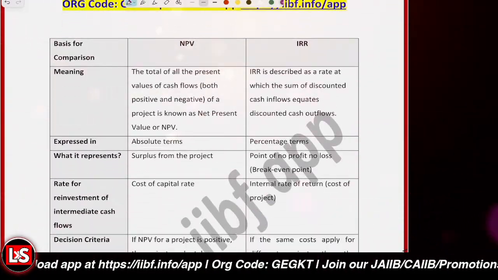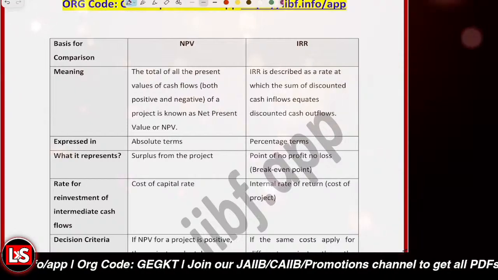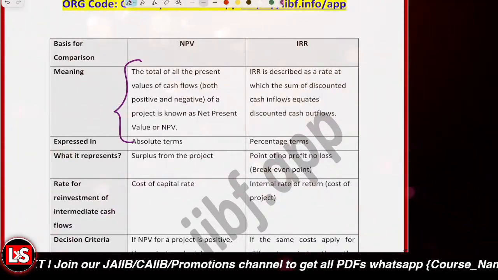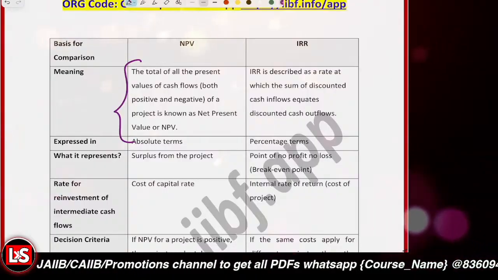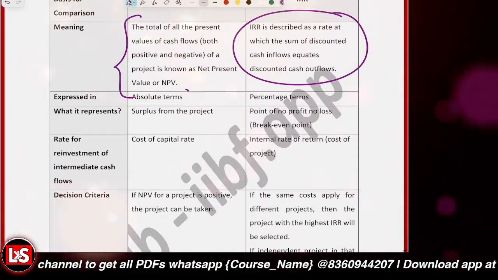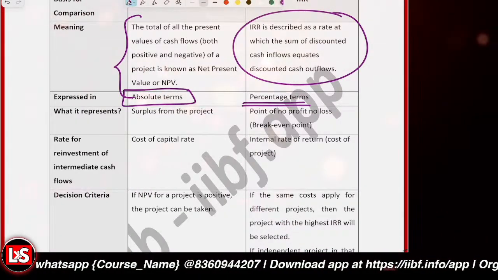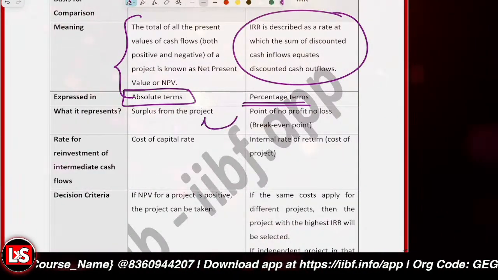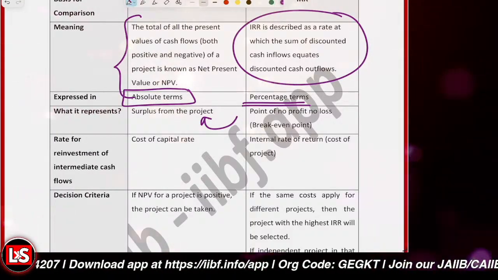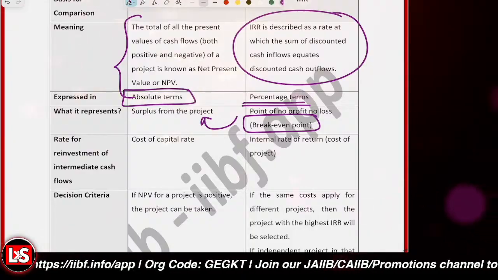Then after that, it's a comparison between NPV and IRR. NPV is basically the present value surplus. Simple, present value surplus. And IRR is basically the discount rate at which the NPV becomes 0. NPV is expressed in absolute terms and IRR in percentage. NPV represents the value addition, and IRR represents no profit, no loss, that is, break-even point analysis.